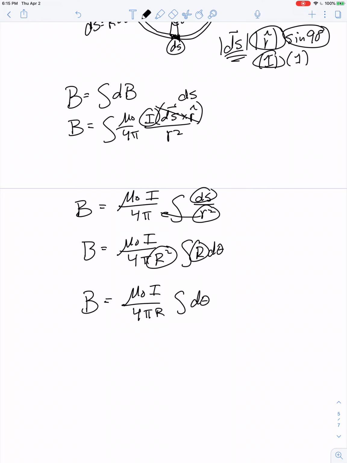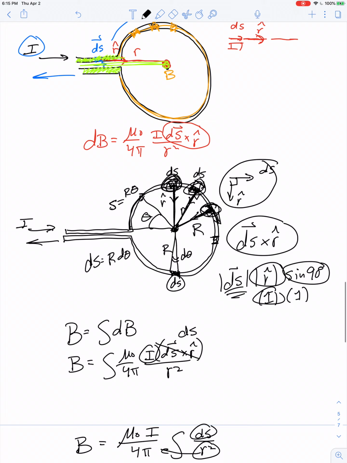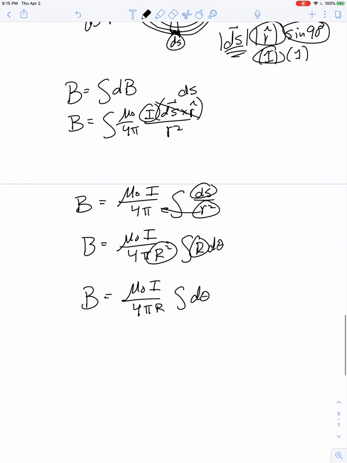Now we've got to figure out what our limits of integration are. The very first ds we have to account for is here, and then here, and then here. As we go on and on, we're subtending more and more angle till we've gone a full 360 degrees. In other words, in radians, we're going from 0 up to 2 pi.